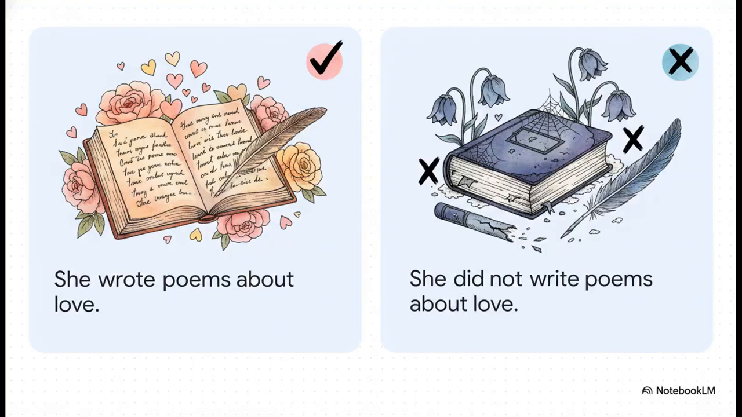Now, this is a really important skill. Saying what someone did is one thing, but sometimes saying what they didn't do can be just as powerful. And look at the structure here. It's actually pretty simple. To say something didn't happen in the past, you just pop in did not or didn't before the main verb. So, she wrote poems becomes she did not write poems. Easy, right? But it adds so much more detail.